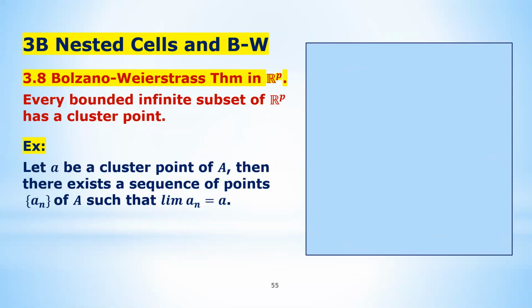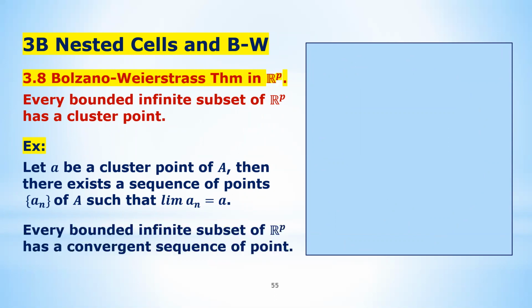So if you combine this with the BW theorem, then you can conclude that every bounded infinite subset of R^p has a convergent sequence of points. I'm going to show you some picture, okay? Suppose I have an infinite set. Normally, when we have an infinite set, we can represent it by a sequence, for simplicity. So let's think about a sequence, or A equal to x_n, okay, the sequence.